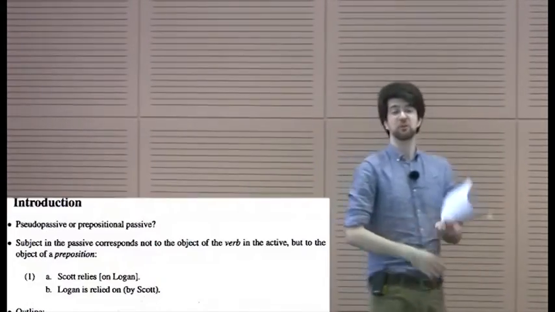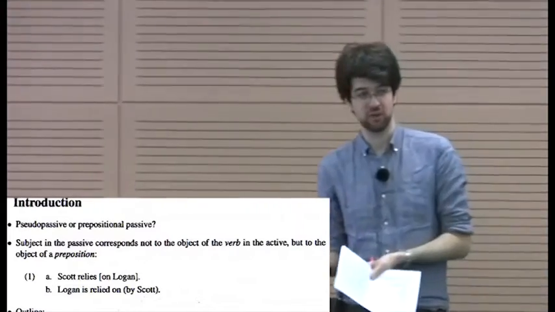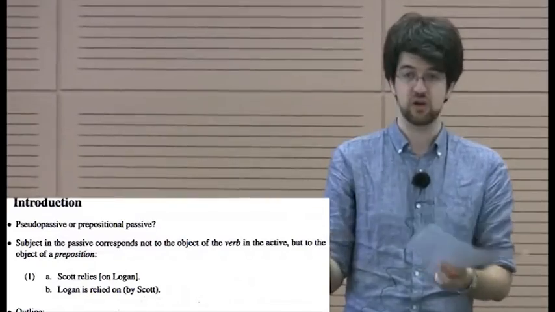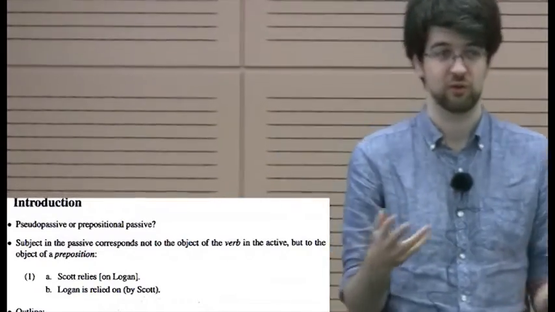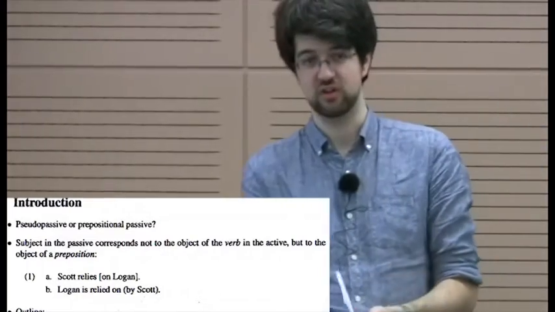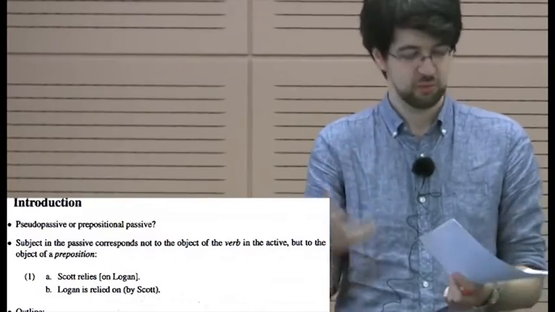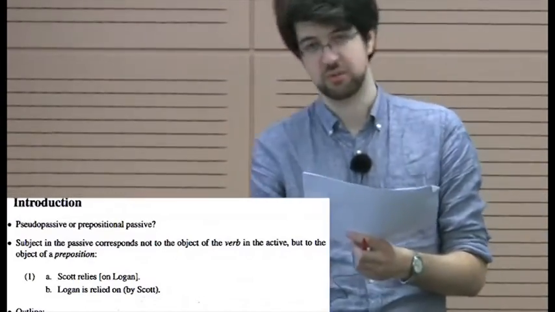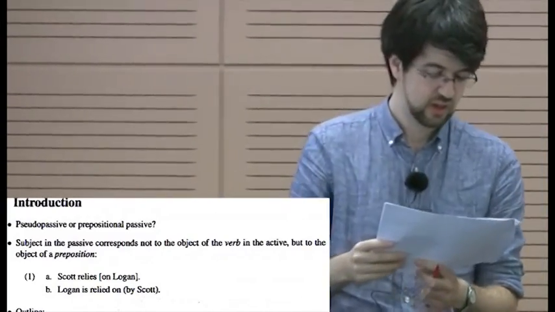What I want to talk about today is what some people call the pseudo-passive and some people call the prepositional passive. It's a construction where the subject corresponds to the object of a preposition in the active, rather than the object of a verb. So you've got a verb like rely, which takes a PP complement, Scott relies on Logan, and you can passivize this to Logan is relied on by Scott, right?